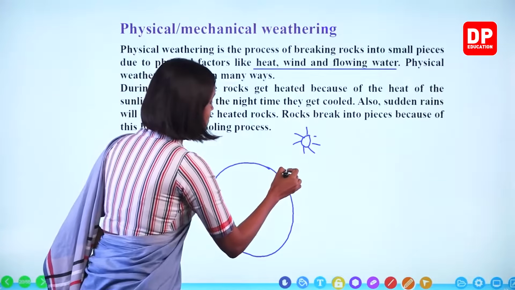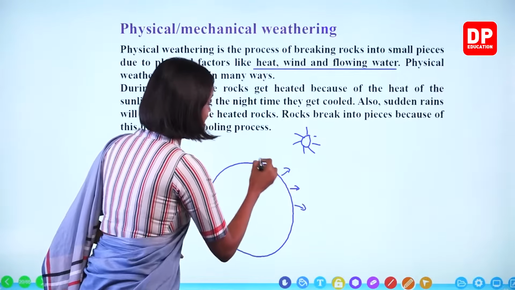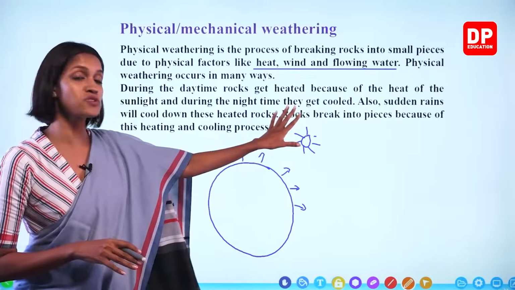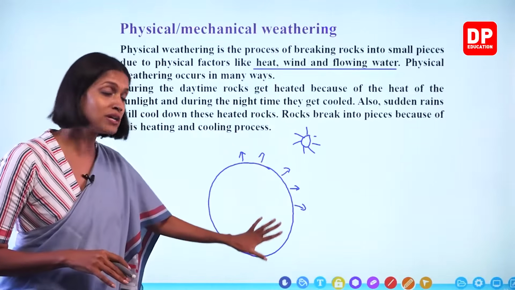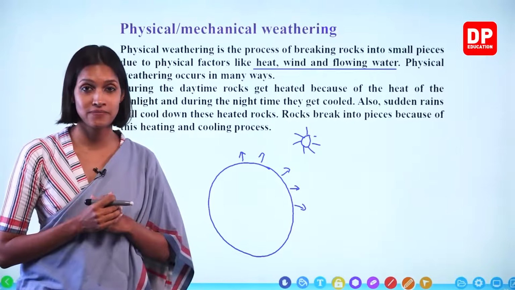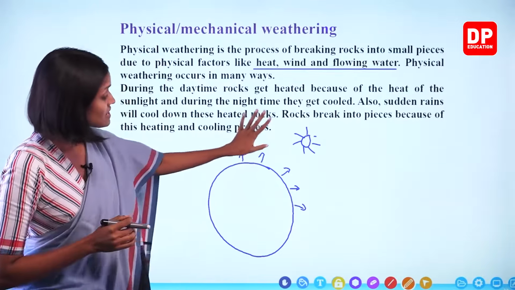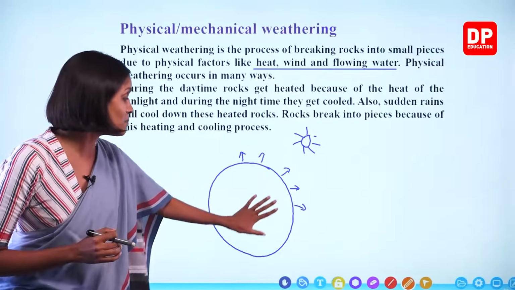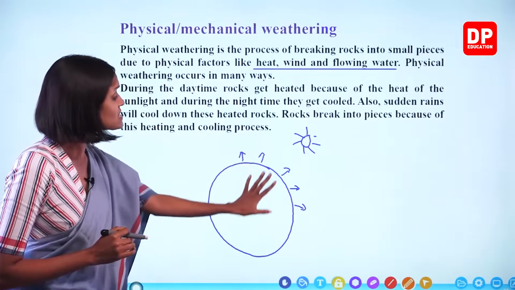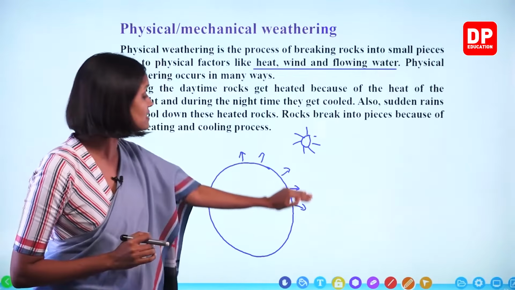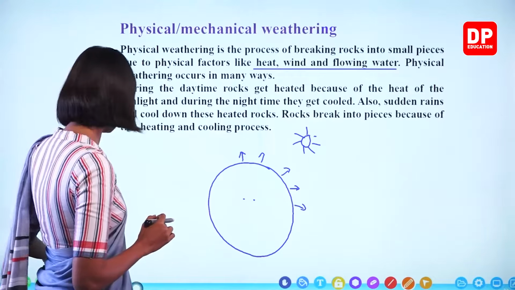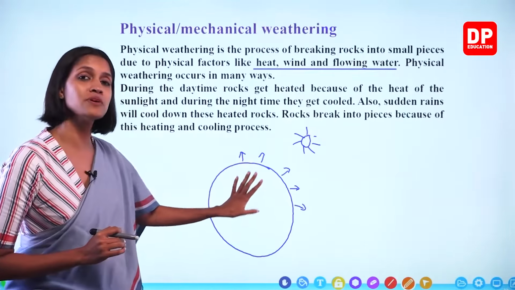So during the daytime, the rock surface absorbs heat and expands. During the night time, what happens? There's no sunlight, so the environment cools down and the rock releases its heat and contracts. Even this contraction does not take place in the same manner inside and outside the rock. These changes take place faster in the outermost layers of the rocks than in the inner layers. Okay, children?